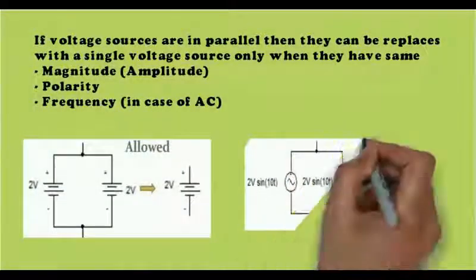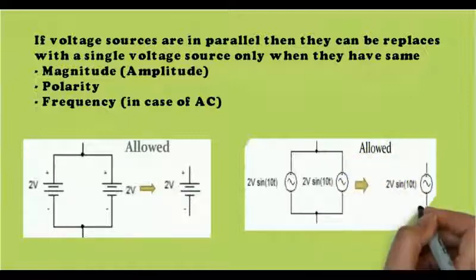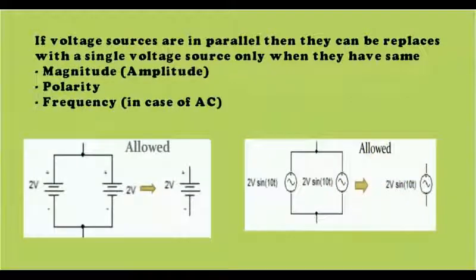And in this example there are two AC voltage sources in parallel with the same amplitudes, frequencies, and polarities, therefore they are replaced into a single voltage source that is 2v sine of 10t.